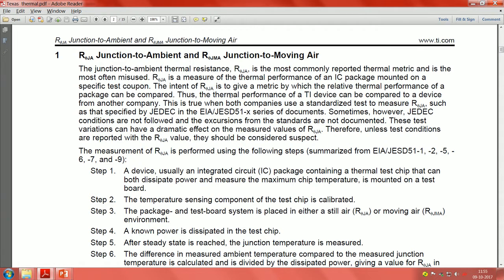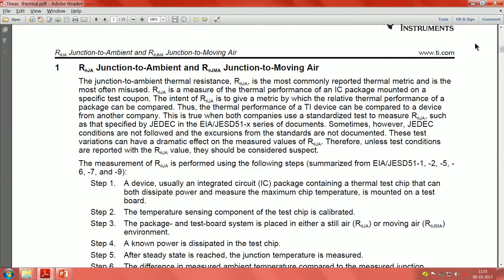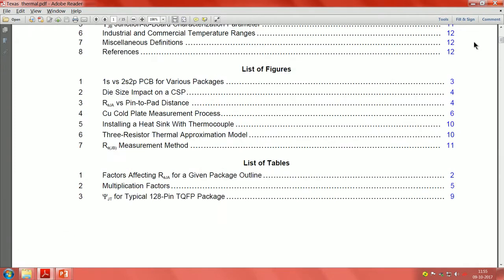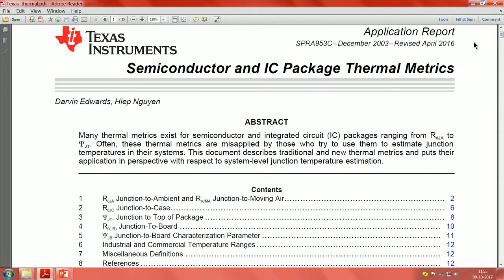So, they have given theta junction to ambient as specified by JEDEC, which is an engineering association series of documents. So, we have, literally from the horse's mouth, a lot of this stuff about thermal metrics for semiconductor integrated circuit packages.